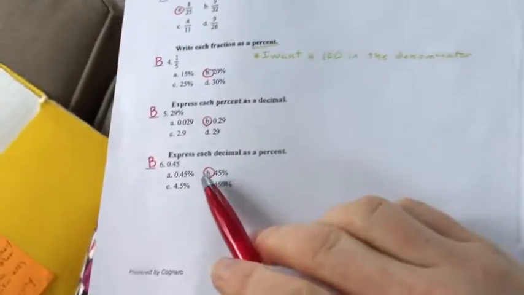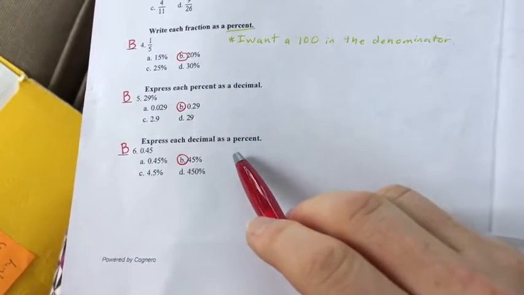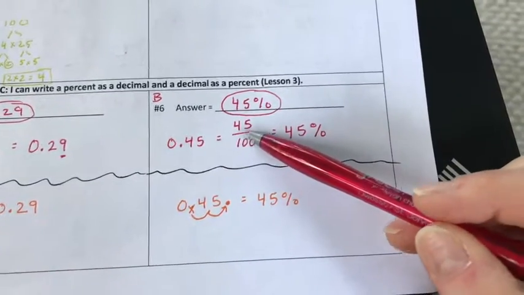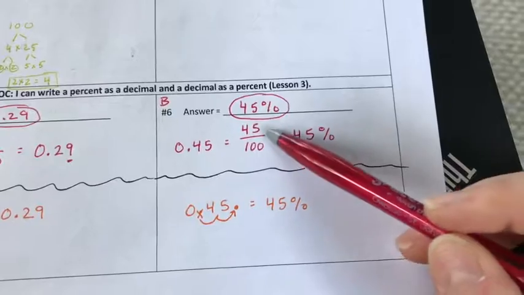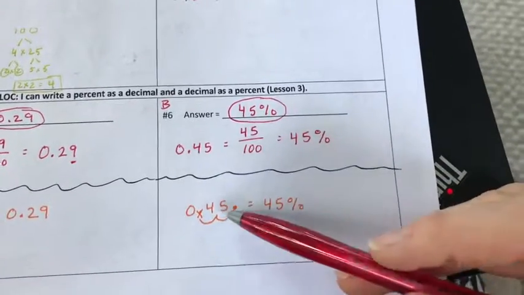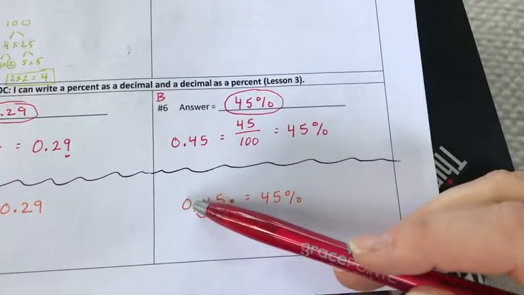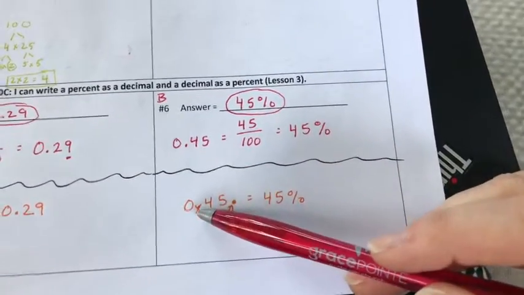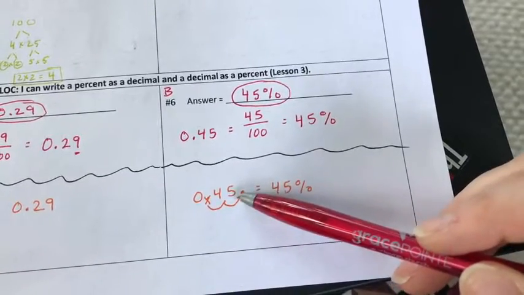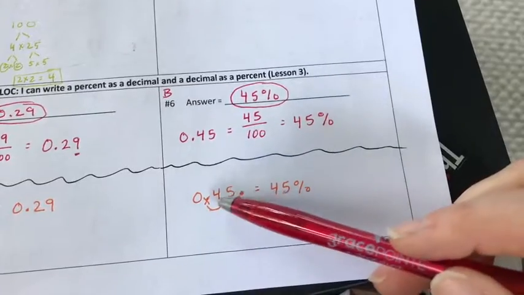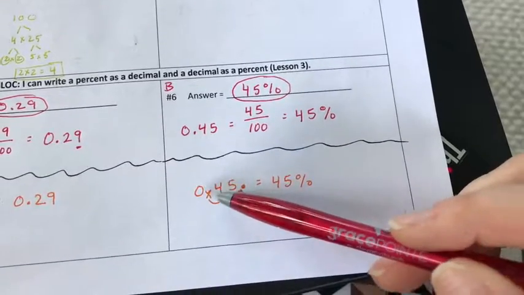For number 6, you have 0.45. We need to write it as a percent. So I think of 0.45 as 45 hundredths, and there it is out of 100 already for us. So 45 out of 100 is 45%. Or you could move the decimal. You cross off the old decimal, and when you go from decimal to percent, you move it 2 to the right. So my arrow is going to the right, and that makes 45%.